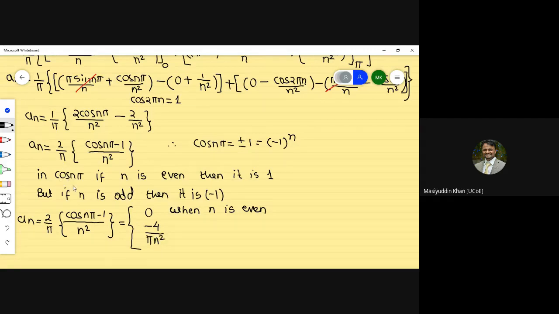That's why I wrote clearly cos n pi only, not n. Otherwise by mistake you will also start observing plus 1 and minus 1 here. So only in cos n pi, when n is even, the value of cos n pi is plus 1, and when n is odd, cos n pi is equal to minus 1. So while putting both values, you can observe this part. When n is even, you will get 0, and when n is odd.